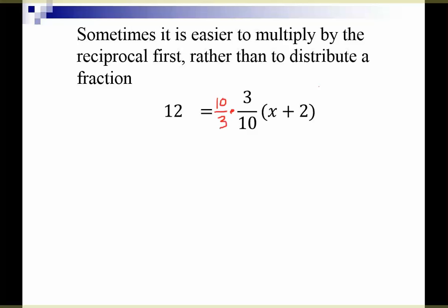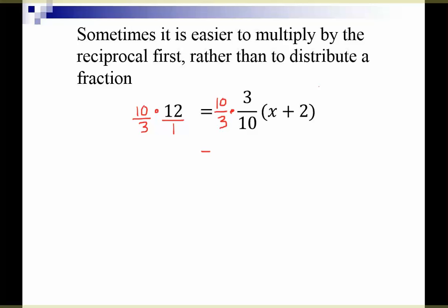And I can do this because you can do anything you want in an equation, just whatever you do to one side, you have to do to the other. So I'm going to multiply that 3/10 times 10/3, but I'm also going to multiply this 12 times 10/3 as well. And remember that 12 is on top. It's like 12 over 1. So if you want to write it like that, it's fine. So I'm multiplying both sides by 10/3, thus keeping everything nice and balanced.